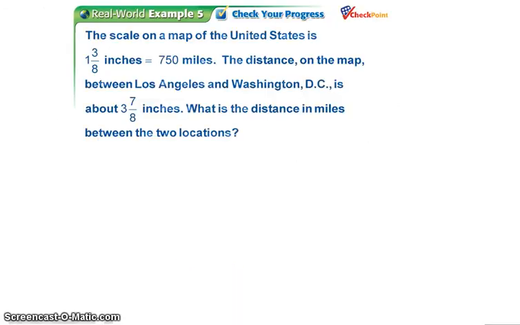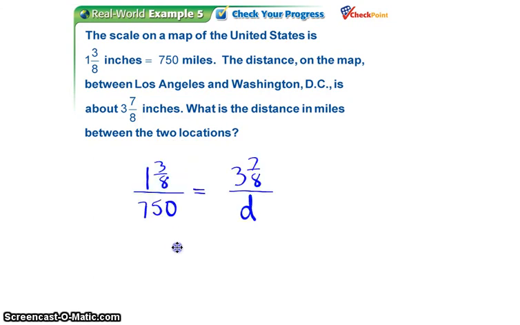Okay? All right. Use the same process to do this problem right here. Go ahead and pause the video. All right, so we're using a scale map of the United States, and we know that 1 3/8 inches is equal to 750 miles. The distance on the map between LA and DC is about 3 7/8 inches. So we want to know what is the actual mileage. Okay, here's going to be my proportion. My inches, my scale is on top, my actual distance on the bottom. Again, you could have that flipped. That's okay.